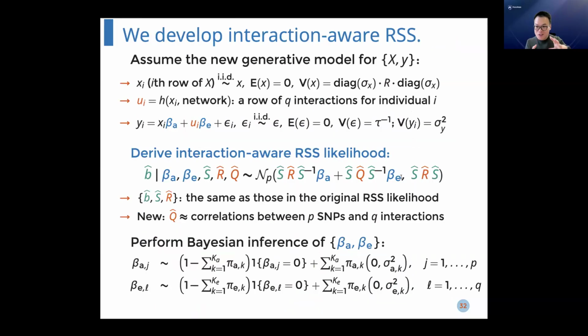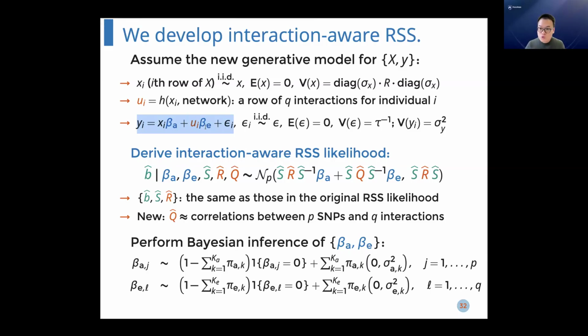We can actually modify the way we set up RSS so that now we can estimate both the additive and interaction effect simultaneously from the summary data. Everything remains the same. There's only one modification here. When we make the assumption before the likelihood derivation, we need to assume that now our phenotype data are generated by both the additive effect and the interaction effect at the same time, okay? This is the only modification we need.